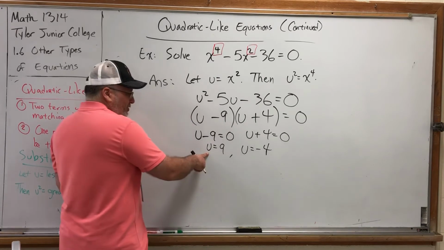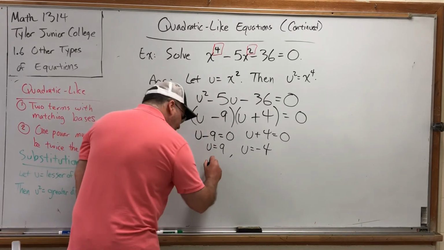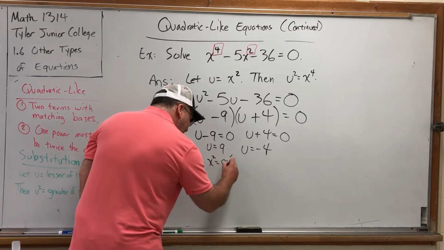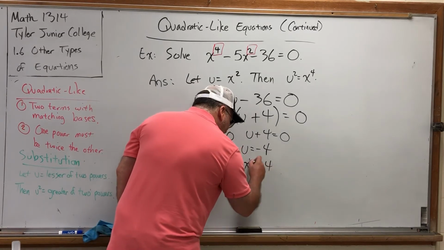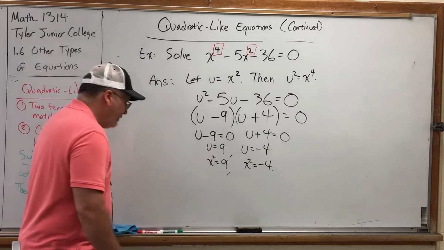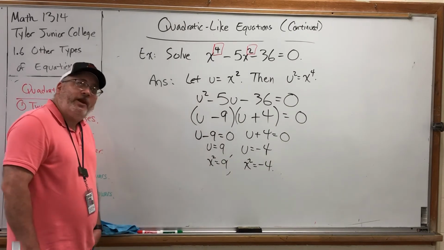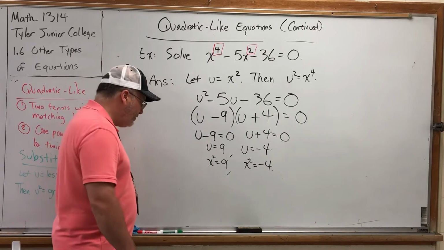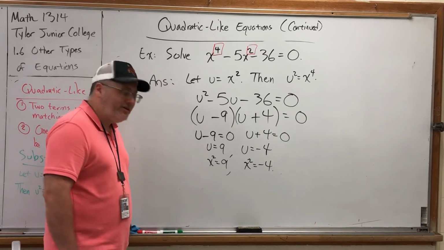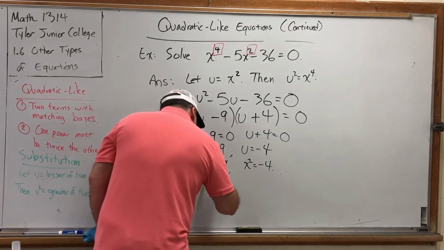So undo the substitution. u is equal to x squared. So now we have x squared equals 9. That's easy to solve. And we have x squared equals -4. That's also easy to solve. Hey, look, two baby quadratic equations. They only have one x term, so we can use square roots. The squared term is already isolated, so it's time to break out the square roots.